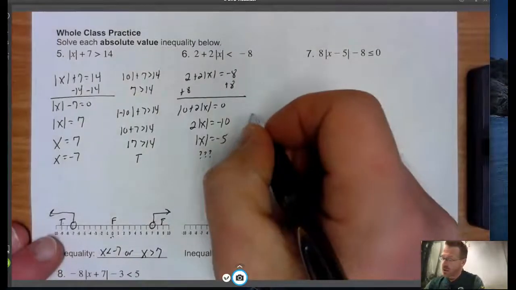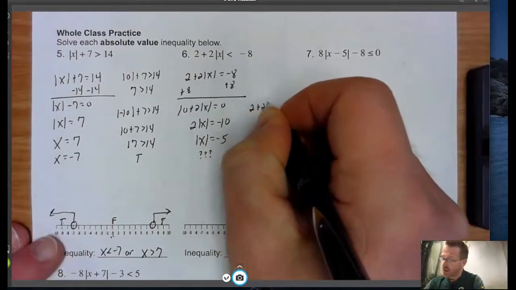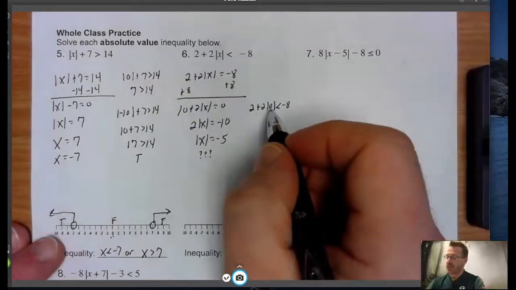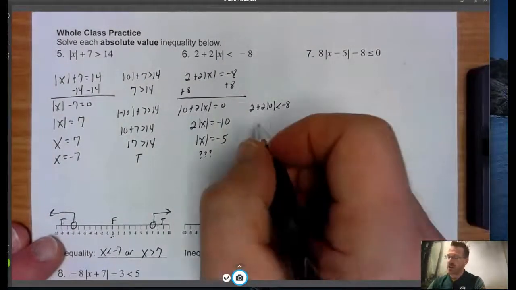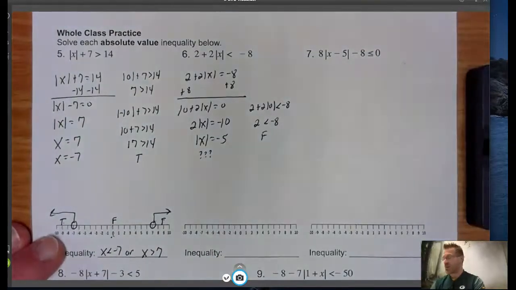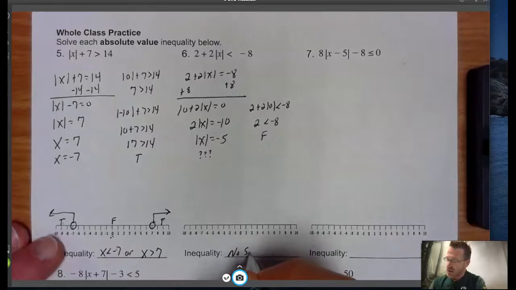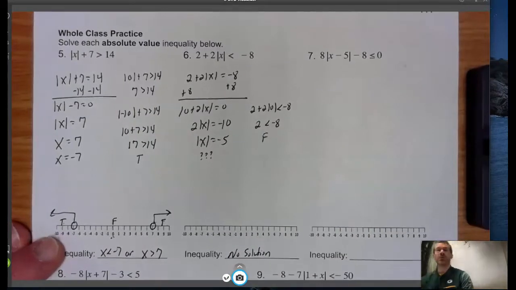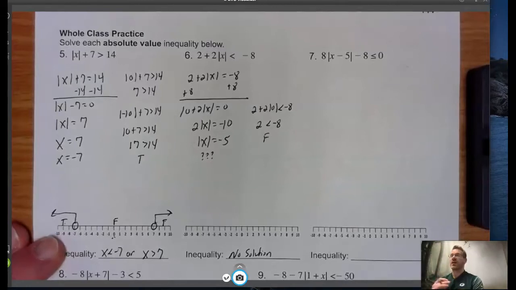All right, so when I plug 0 in to test, 2 plus 2 times the absolute value of 0 is less than negative 8. Well, the absolute value of 0 is 0. 0 times 2 is 0, so that leaves me 2 is less than negative 8, which is false. So that means everything is going to be false, which means this is a no solution problem. If that had been true, then it would have been all solutions. All right, so this is just a way of making sure that we're good on all of our testing.